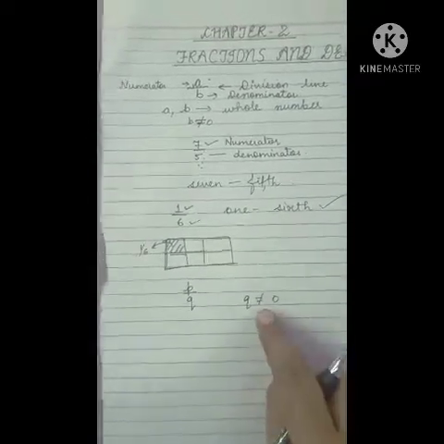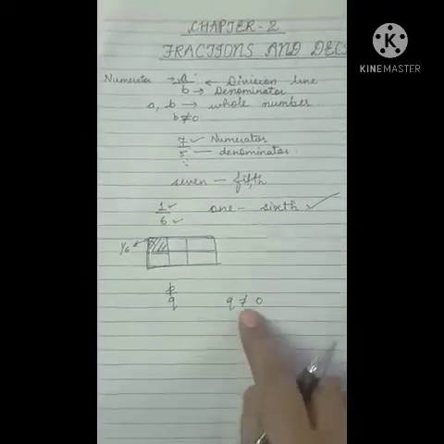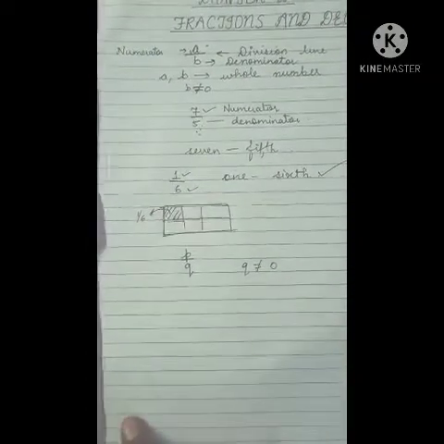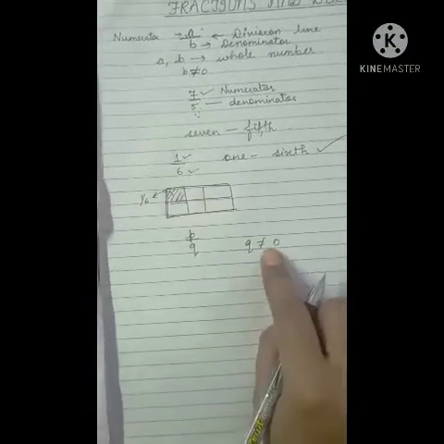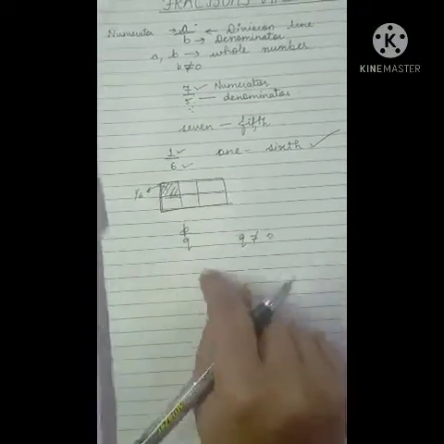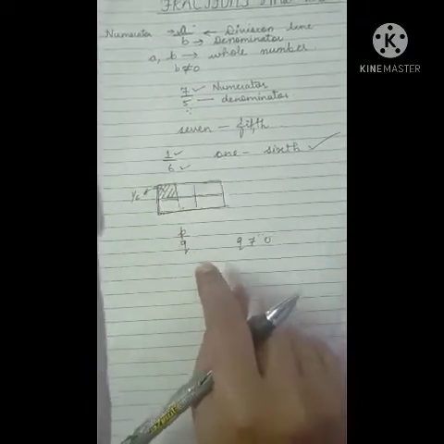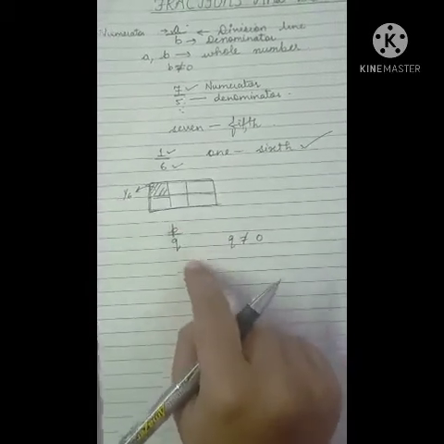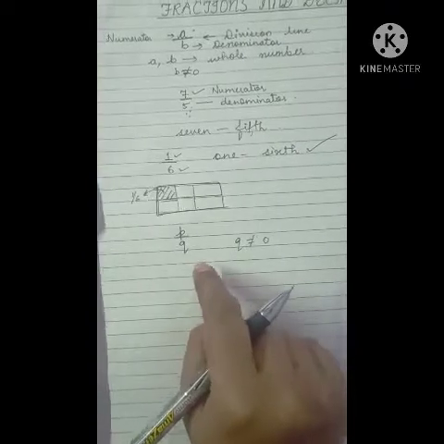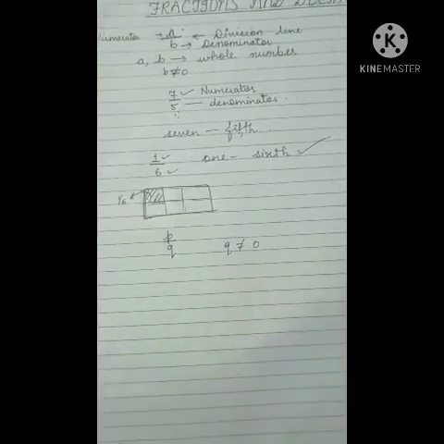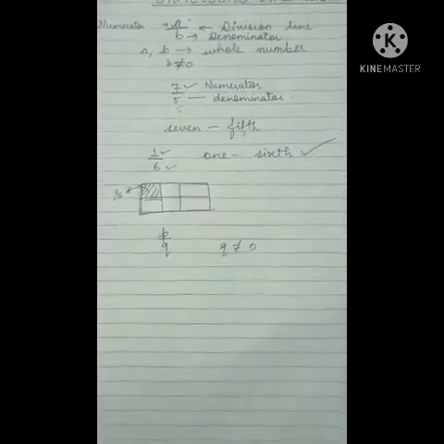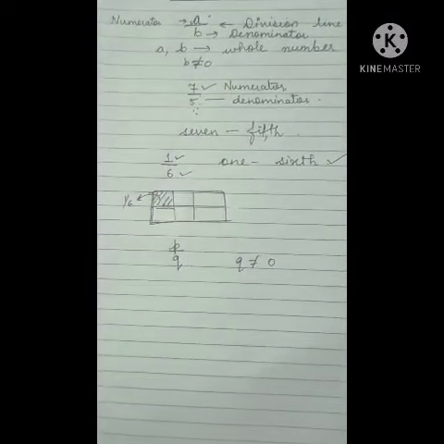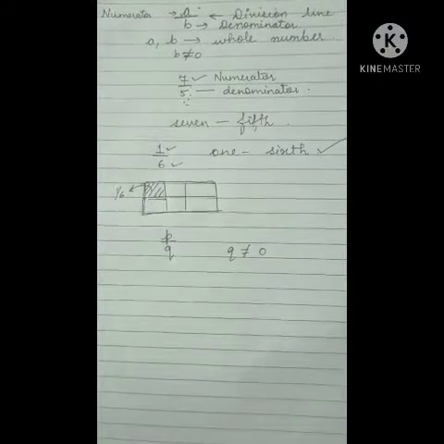Now why am I always saying that Q is not equal to 0? It means the denominator is not equal to 0. It is because if Q becomes 0, then the value of the entire fraction will not be defined, because anything divided by 0 is not defined. So in a fraction, the denominator would never be 0. Clear?